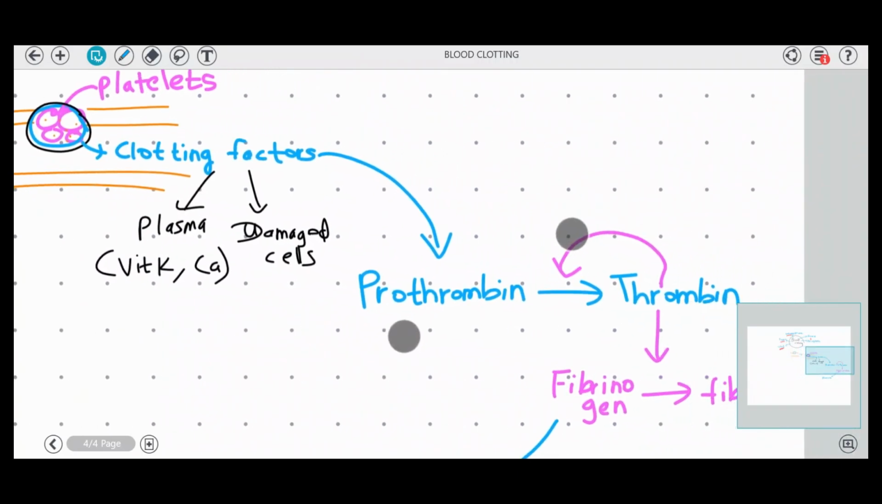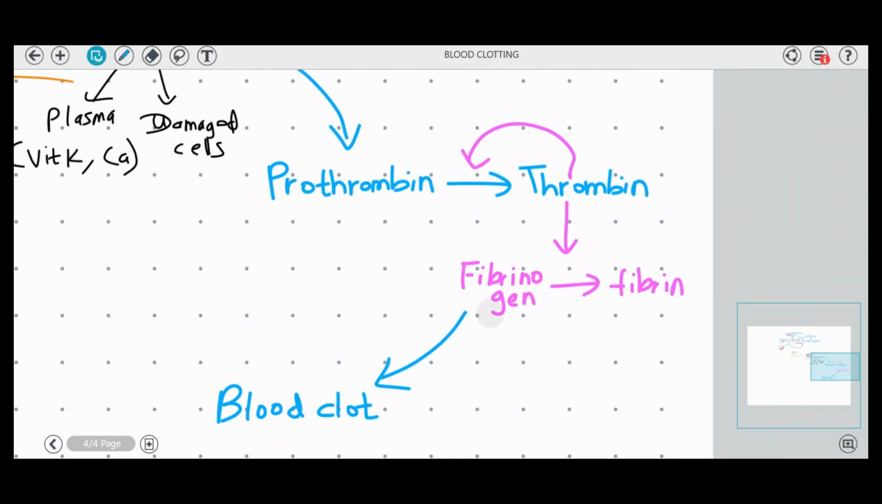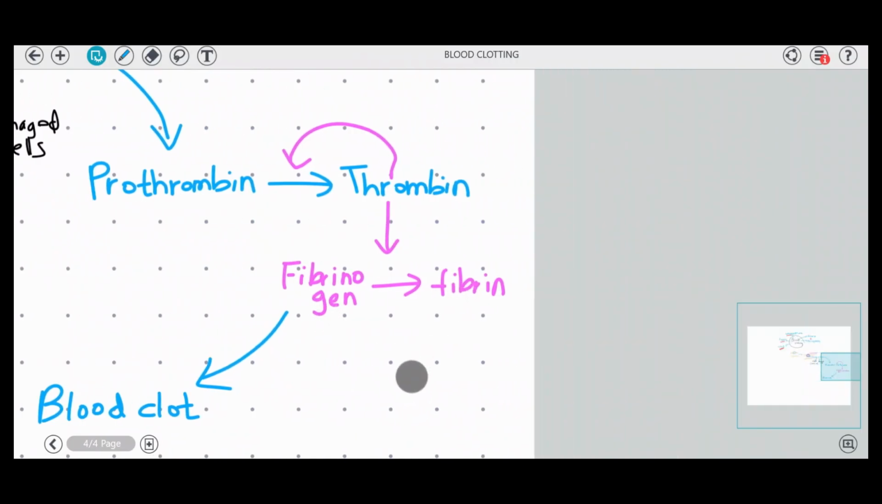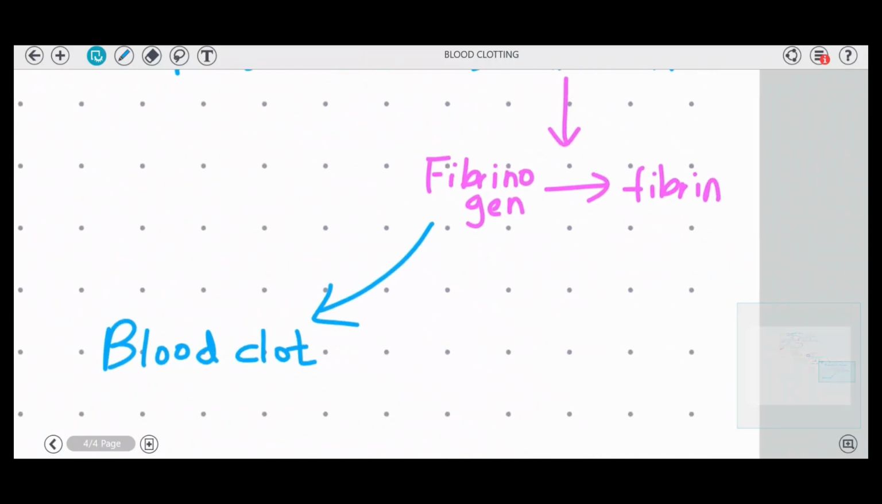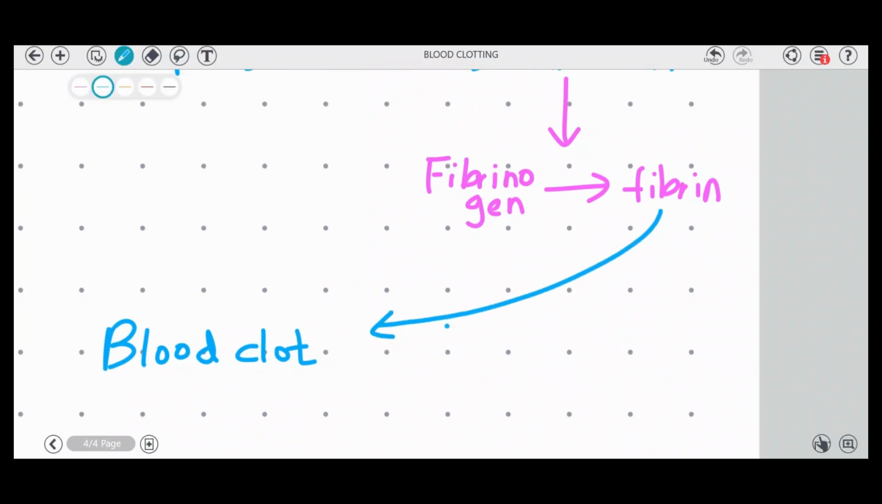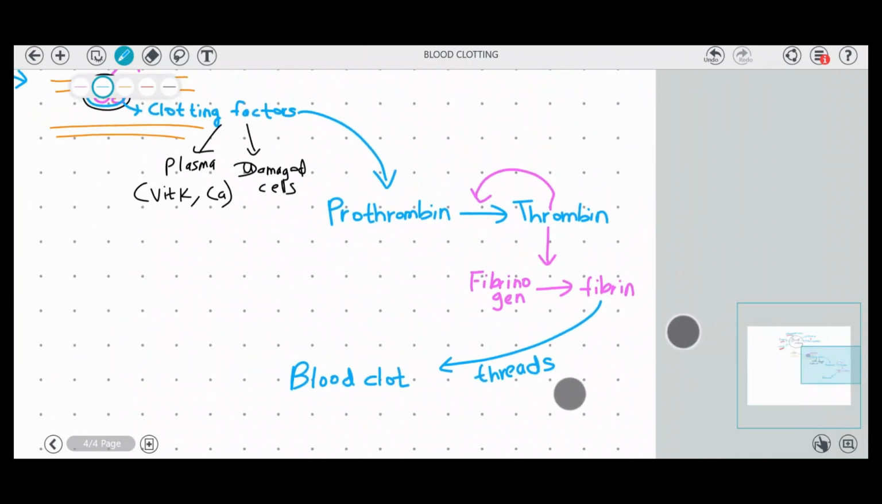What is the function of the clotting factors? They convert prothrombin to thrombin. Then thrombin converts fibrinogen to fibrin. Then the fibrin is going to aggregate into threads. It's better to put this arrow here. Yes, the fibrin is going to aggregate into threads that form the blood clot.